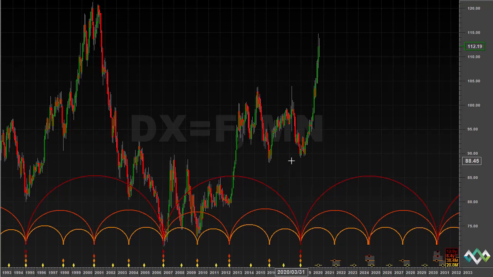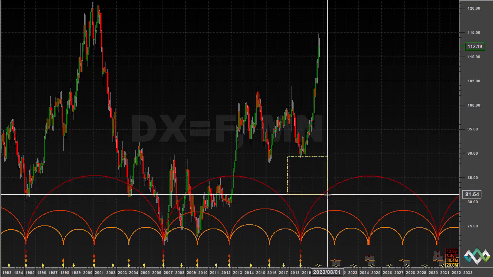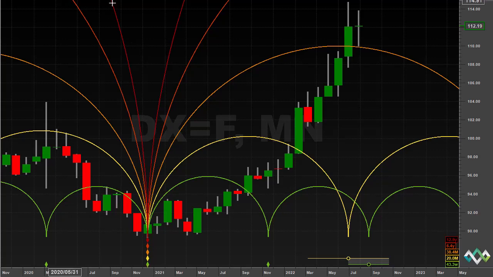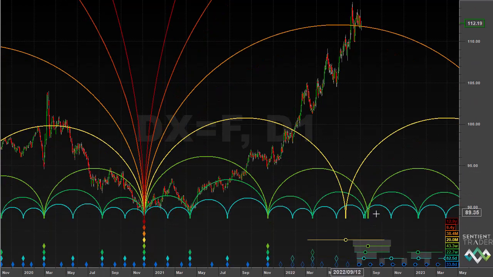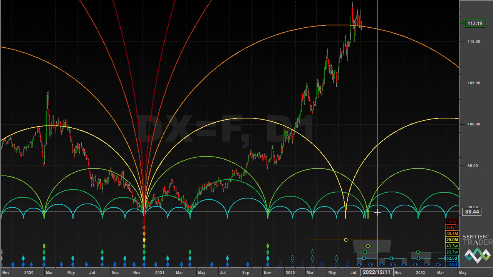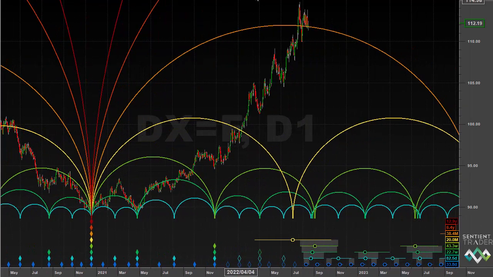The interesting thing is that if we zoom in on the recent time period, and let's change this to a daily chart so that we can start focusing on what is happening right now, and let's turn off those semicircles because they can get a little messy at this kind of zoom scale.